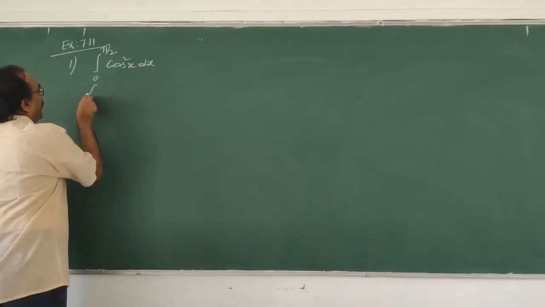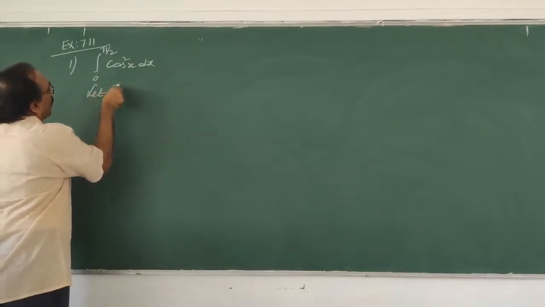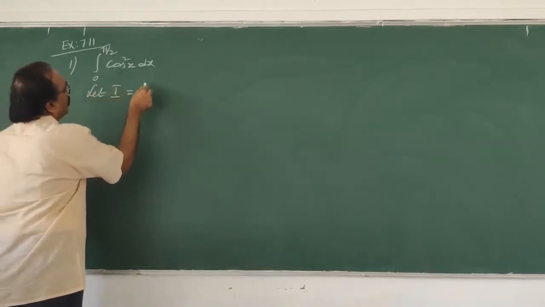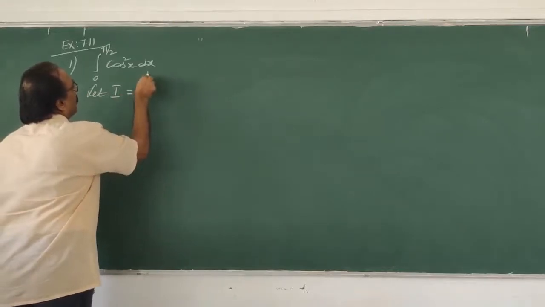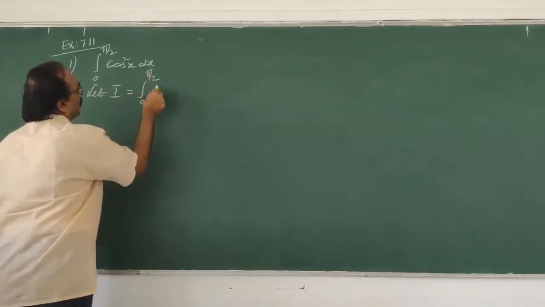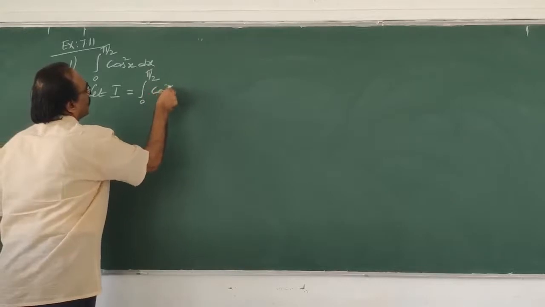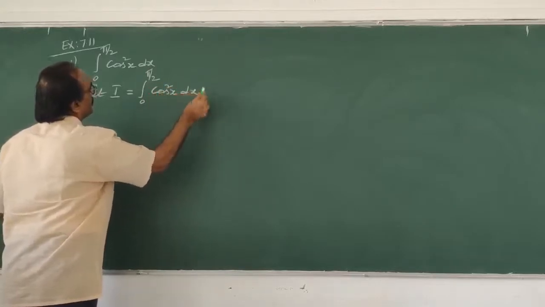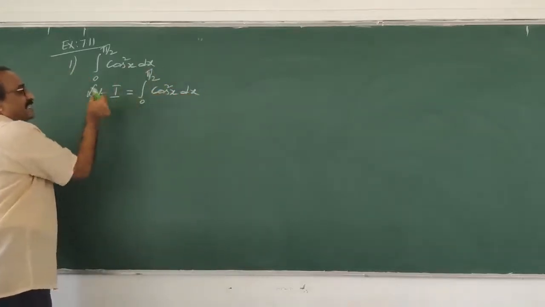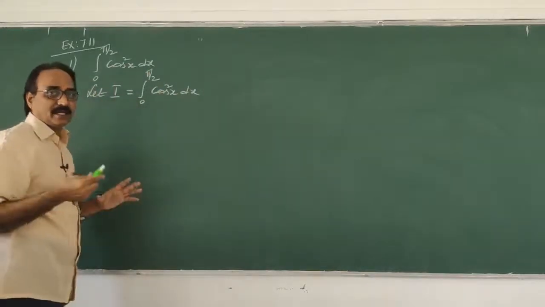First, let I be equal to the integral 0 to pi by 2 cos square x dx. This given problem I consider as I, meaning the integral.